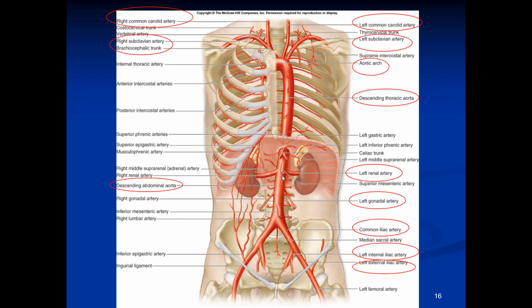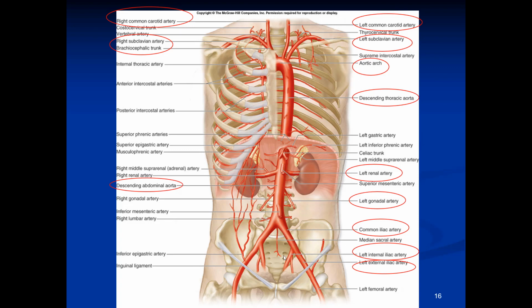Coming back down here, you can see a couple of other relatively easy arteries. So the ones going to the kidneys are called the renal arteries, left and right. Ones going to your reproductive organs are called the gonadal arteries. But more importantly, as we get down here, you can see in your lumbar region, the descending abdominal aorta splits. It splits into a left and right common iliac.